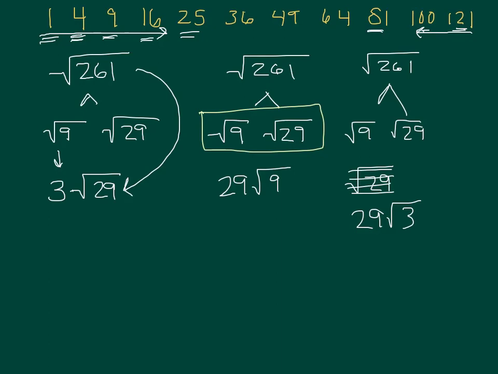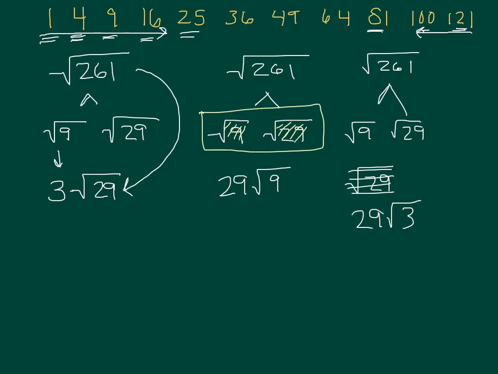However, we took the wrong number out of the radical. What I like to think about sometimes, and I don't know if this will help, is that if you're underneath the radical, you're in jail. So the 9's in jail, the 29's in jail. And the only way to get out of jail is to be perfect. So only perfect things get out of jail.